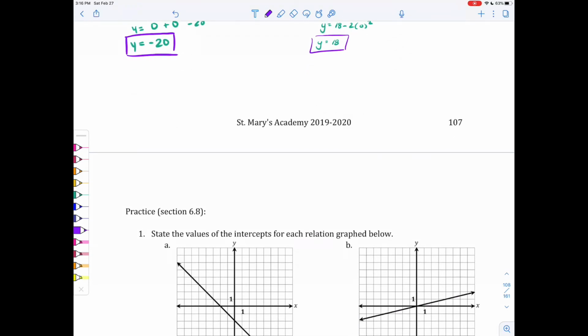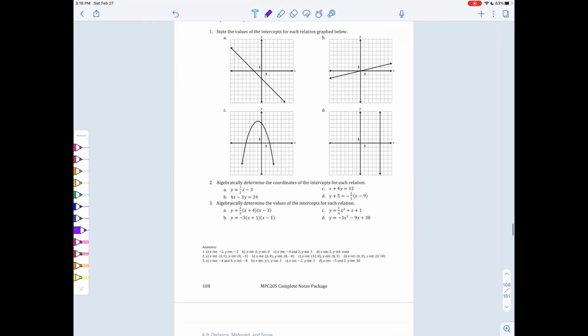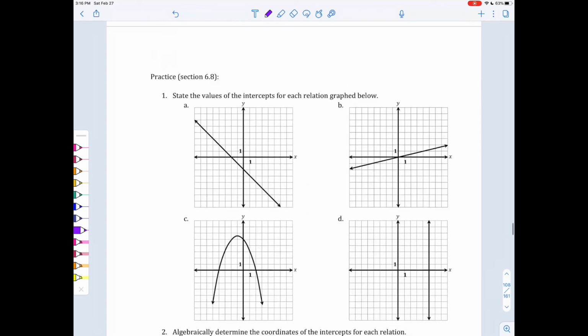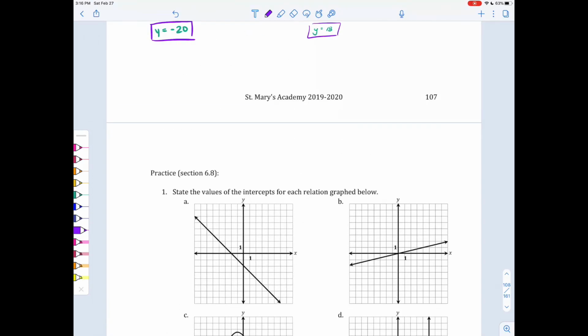There is some practice work on the next page for you to look at with your eyeballs. Who doesn't love some good practice? And check it out. There's some answers at the bottom for you to double check that you're on the right track. Otherwise, that is it for 6.8.